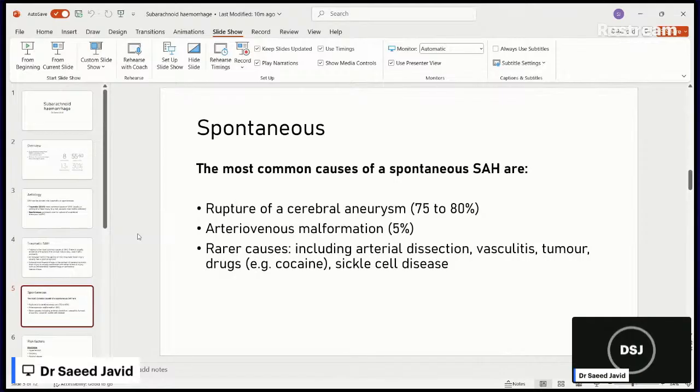In terms of the other cause, the less common cause of a subarachnoid hemorrhage is a spontaneous one. In about 75 to 80% of spontaneous subarachnoid hemorrhages, it's usually because of the rupture of a cerebral aneurysm.